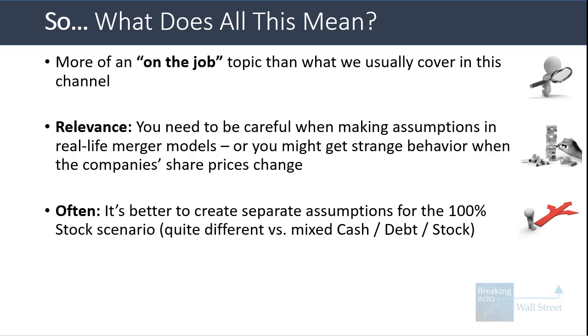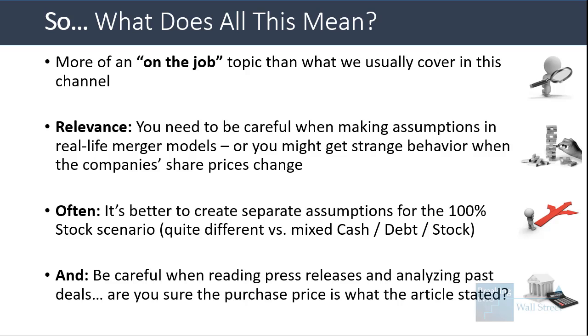Oftentimes, it's better to create a whole separate set of assumptions for the 100% stock scenario, because it really is quite different from just using simple percentages for cash, stock, and debt. So you'll often get better results if you separate it out. And you have to be really careful when reading press releases and analyzing past deals, because often the purchase price is not exactly what the article stated, and you have to do some detective work and figure out what the effective offer price actually was based on the acquirer's share price, the exchange ratio, and any collar used in the deal. Let's do a recap and summary now.